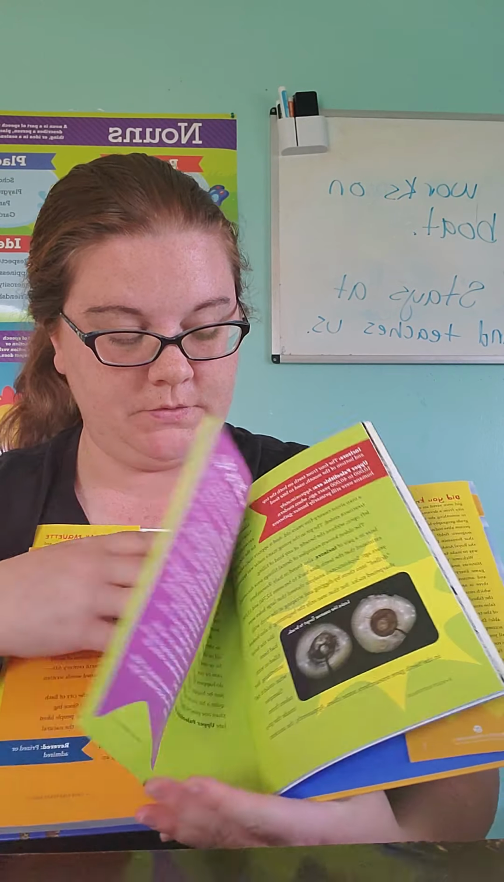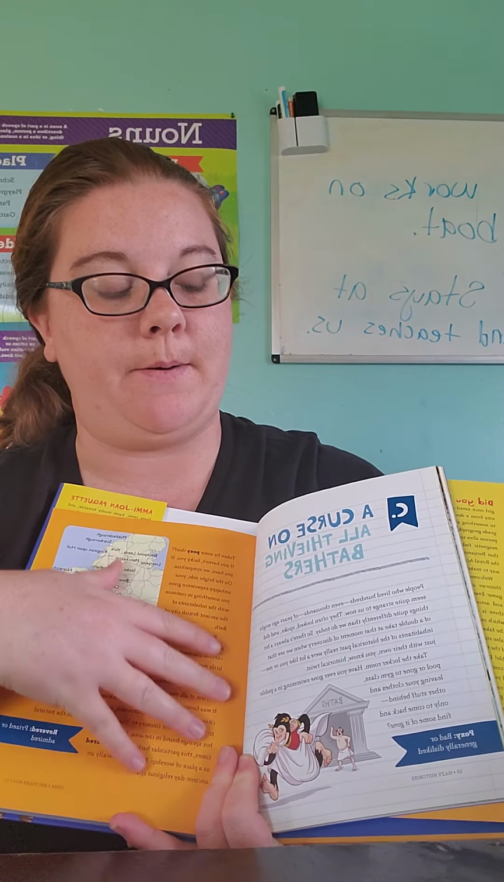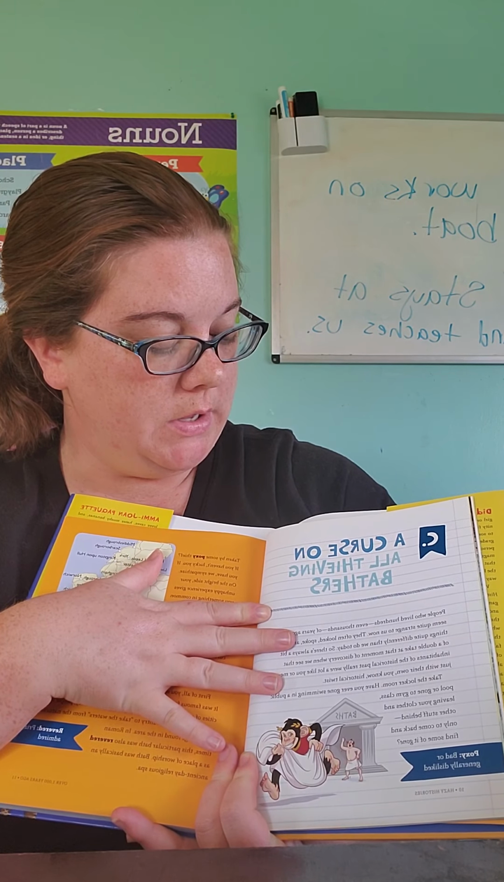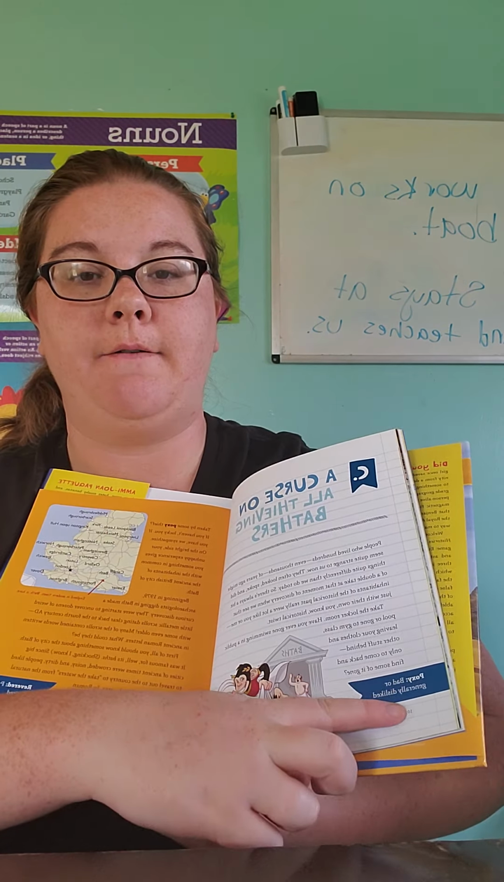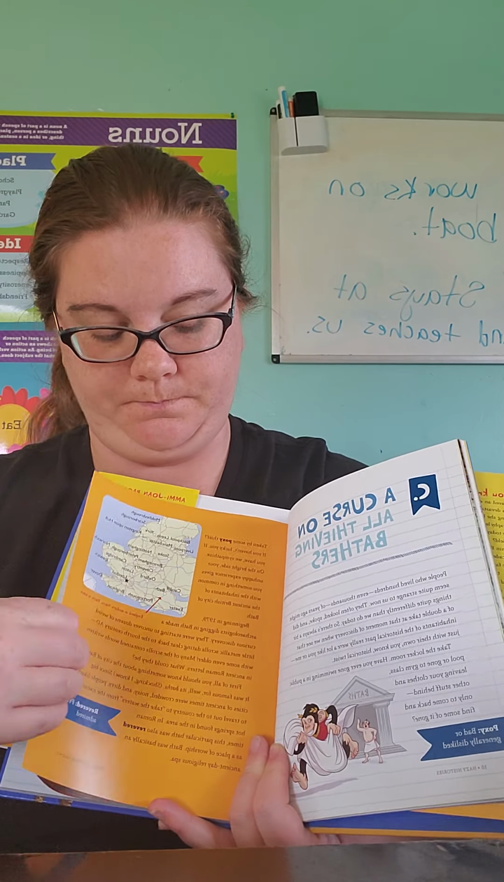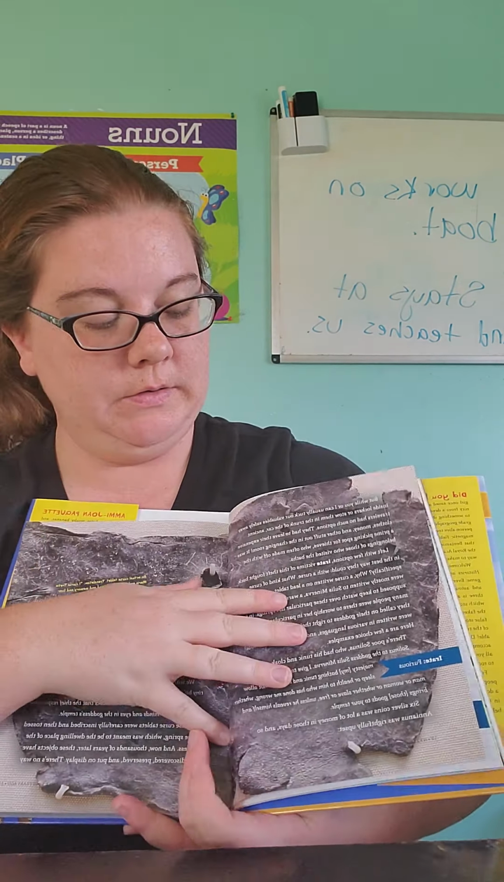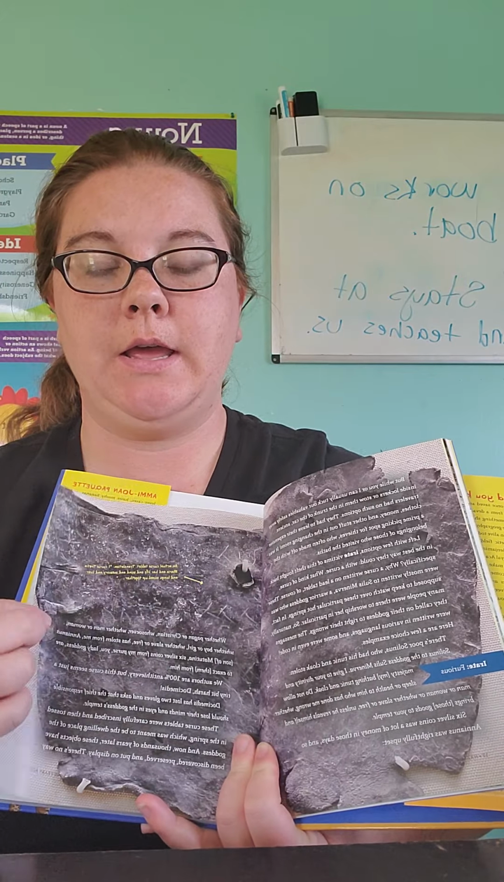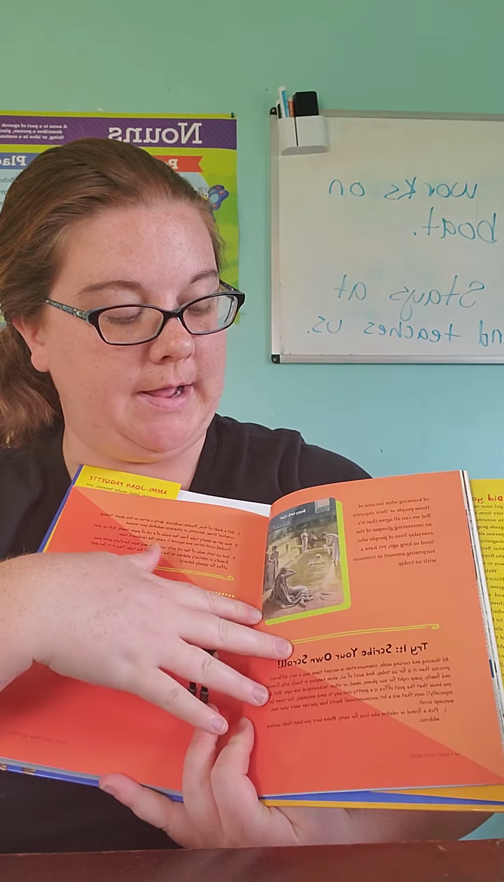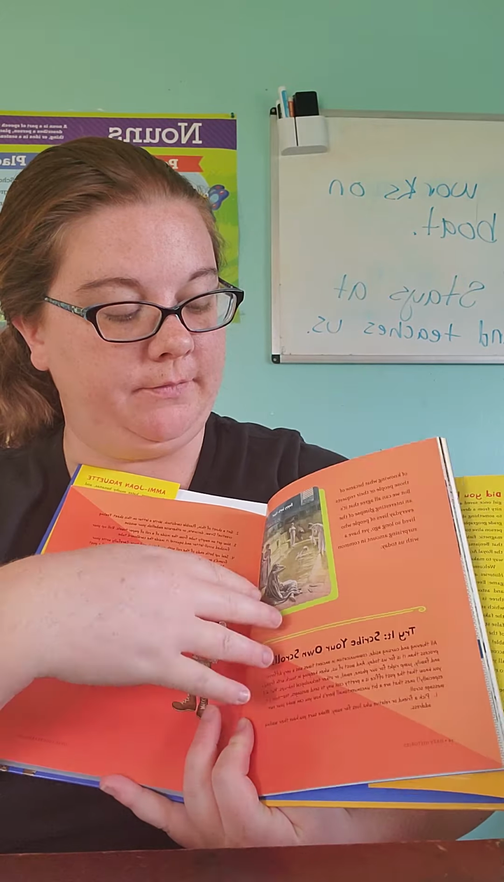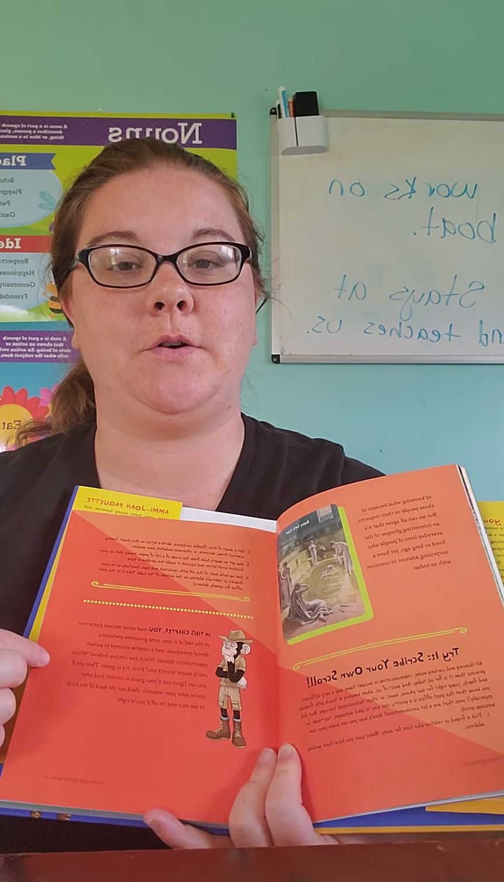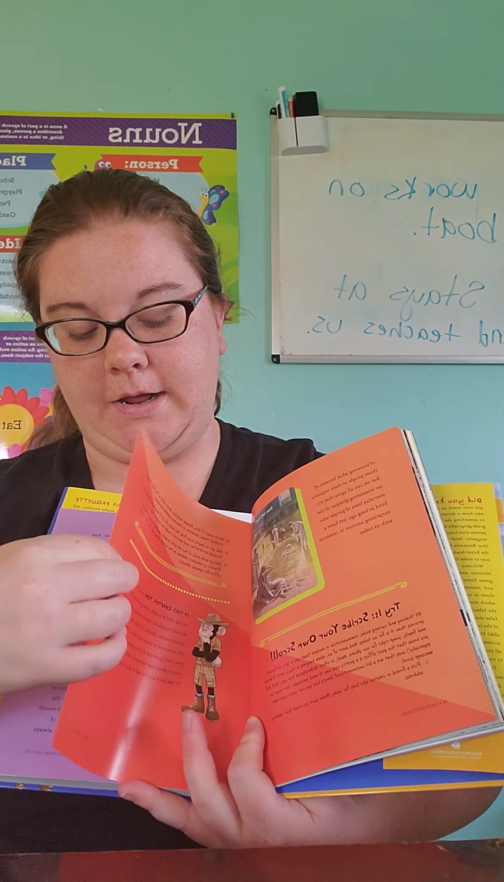And then your last story of the chapter is A Curse on All Thieving Bathers. And again, you have vocab. This one even has a map. It's more vocab. And then at the end of this chapter, you have a Try It, and you're going to try to make your own scroll. And then here it is, your investigative monkey. And it tells you to now research and figure out which two of these stories are true, and which one is false. So that's how all of them are set up.